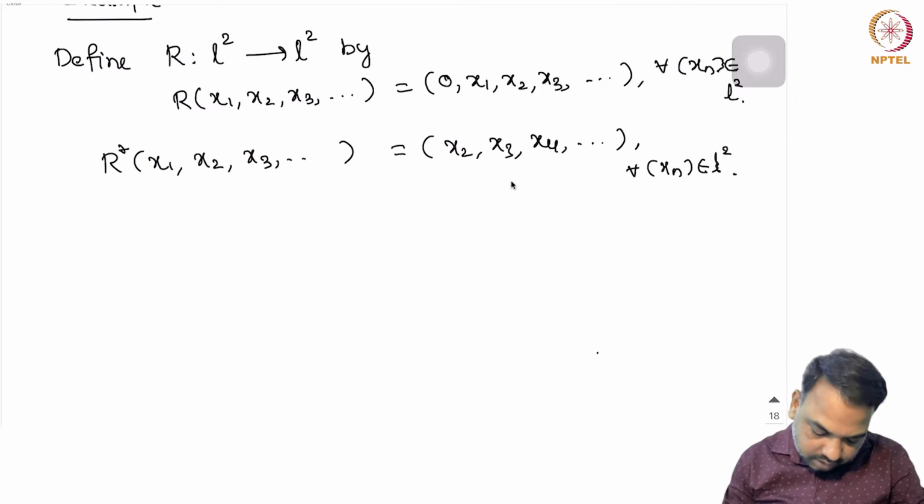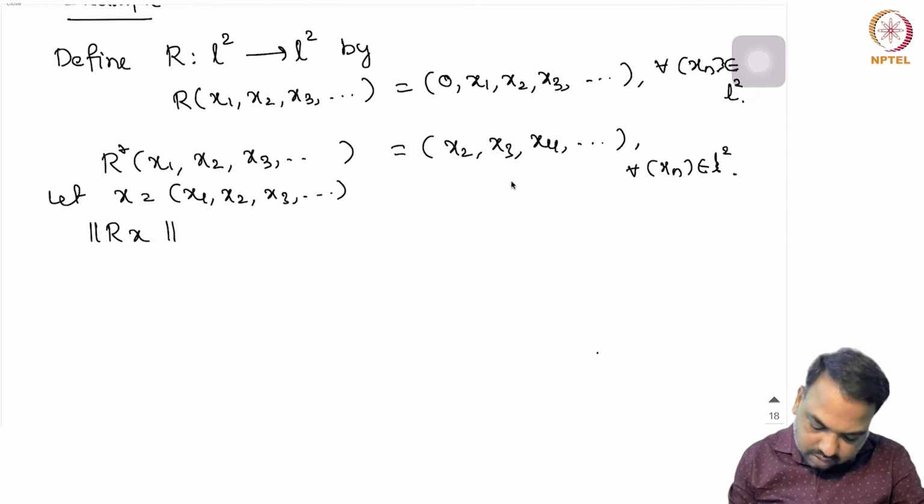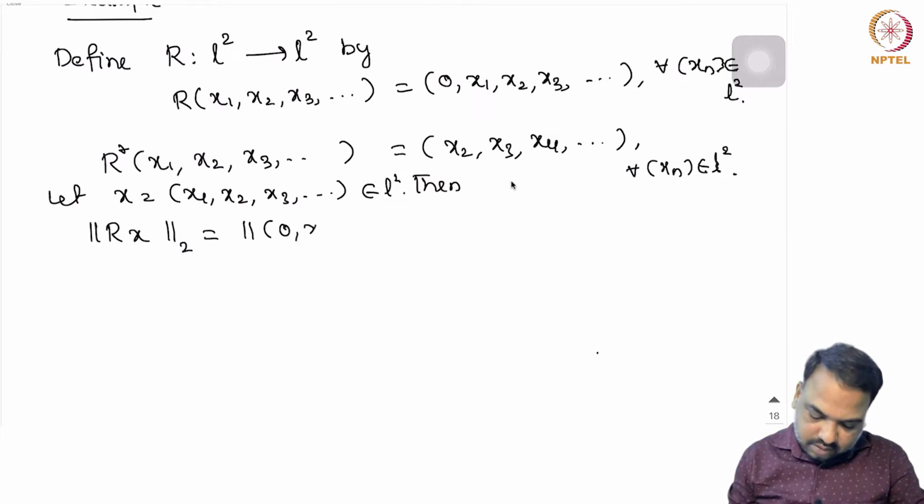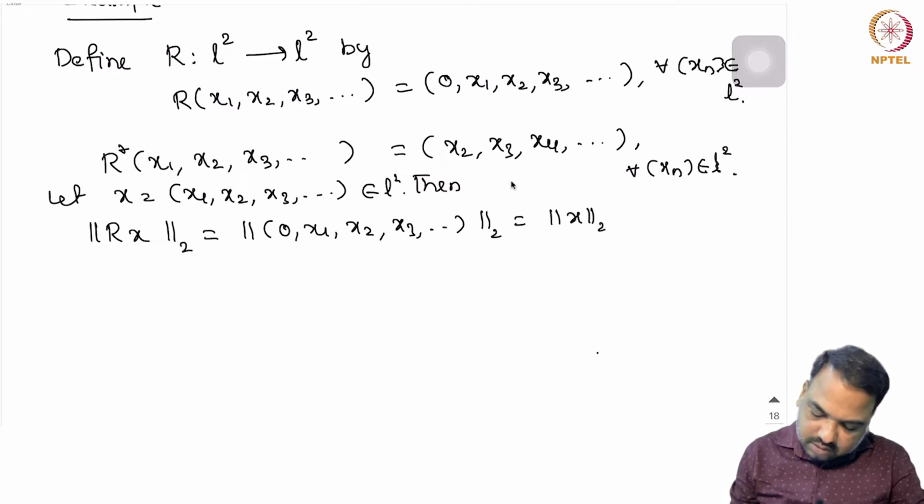Also, if we compute the norm of Rx, so let us take x as (x1, x2, x3, and so on). Then we can look at the norm of Rx with respect to the L2 norm, that is the norm of (0, x1, x2, x3, and so on), and this is exactly norm of x. So we can say that R is an isometry.